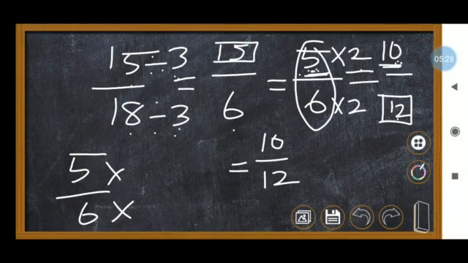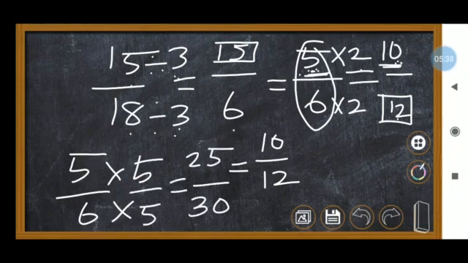So 3 means you will get one number. So 4 means you will get one number. So if you multiply with 5, what number is coming? 5 5s are 25, 6 5s are 30. Am I right? So 25 divided by 30. So the box is 25.